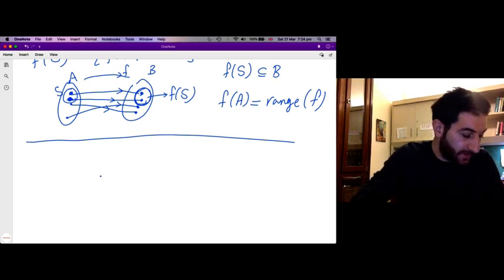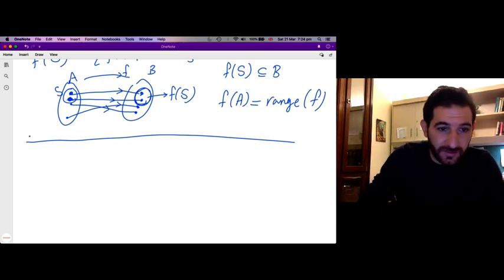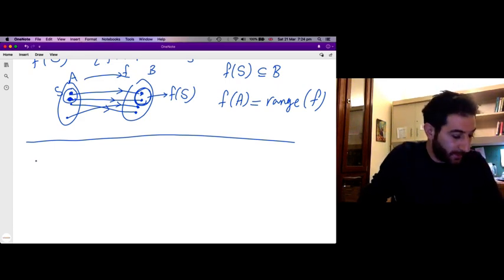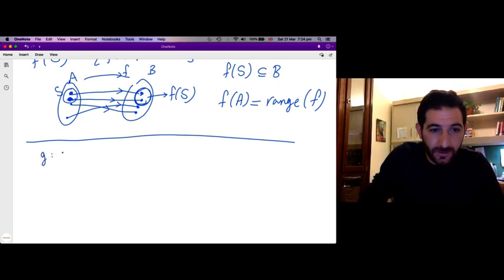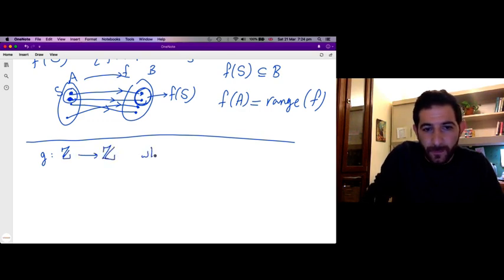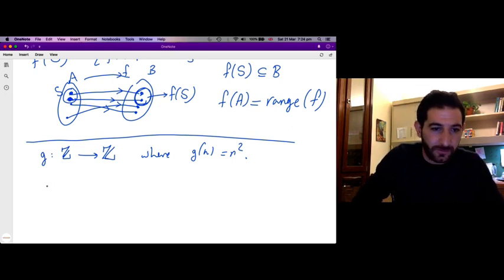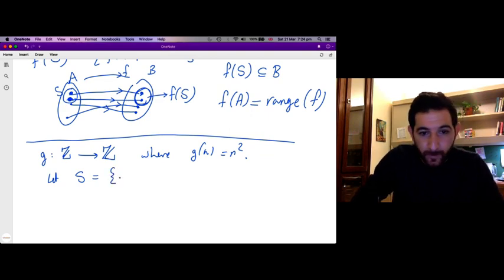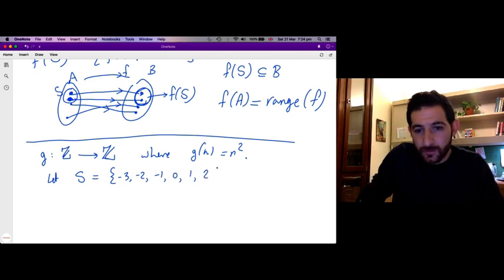What's next? Let's have an example on this concept, the image of a subset of the domain. Again, let's consider the function g from Z to Z, where g of n is n squared. The image of an integer is its square. And let S be the following set, say minus 3, minus 2, minus 1, 0, 1, and 2. And check that this is a subset of the domain Z.